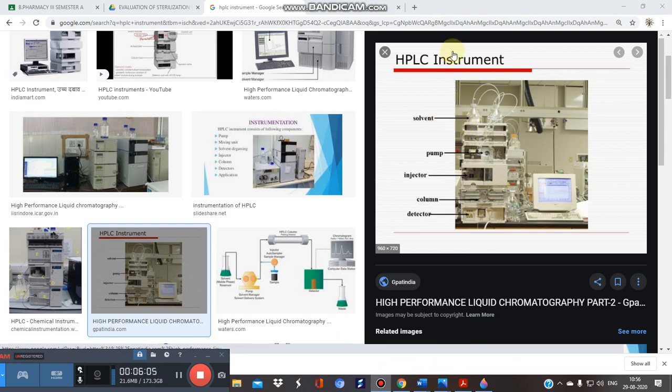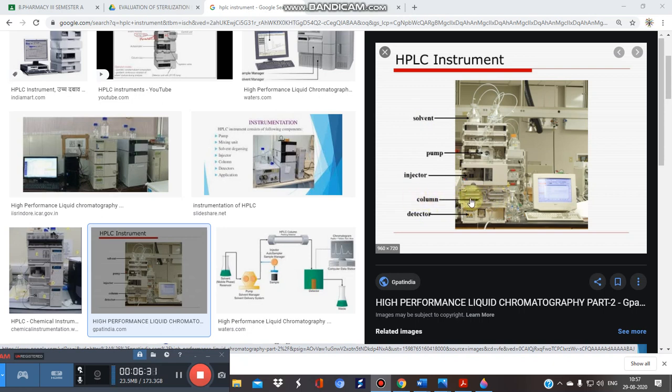Look at this. This is another important photograph of an HPLC instrument. You can see solvent, pump, injector, column, detector. This is a sophisticated instrument, and it is a fully automatic instrument. Again, see this: solvent, pump, injector, column, and detector. Column means separation will take place inside this part, that is the column.